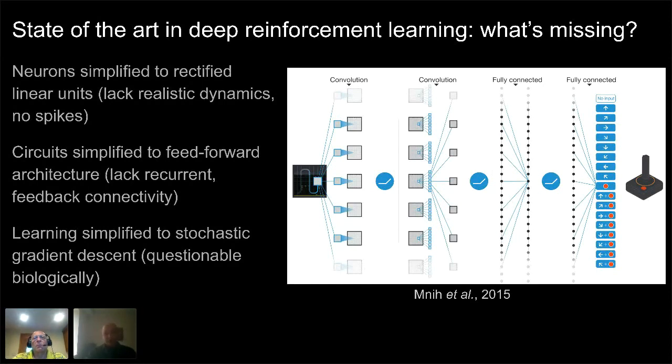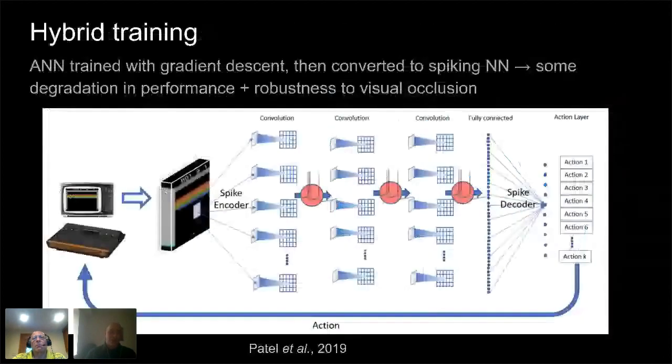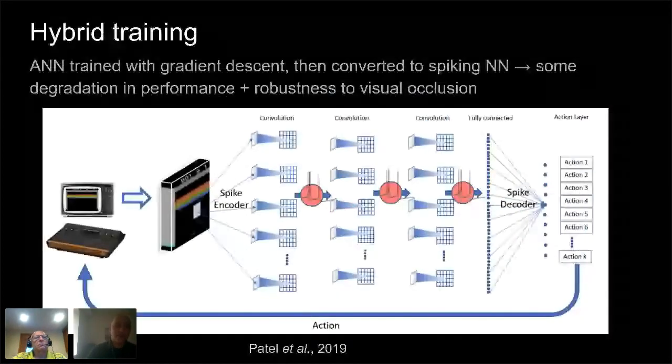And again, the learning algorithms tend to be simplified, which are questionable biologically. So a recent paper was looking at trying to add a little bit of realism to these kinds of architectures for the game playing tasks. They took an artificial neural network, an ANN, trained it with gradient descent, and then converted the neuron units into these spiking neurons.